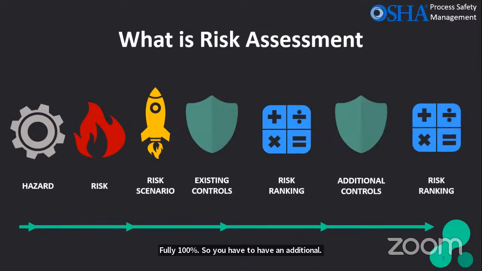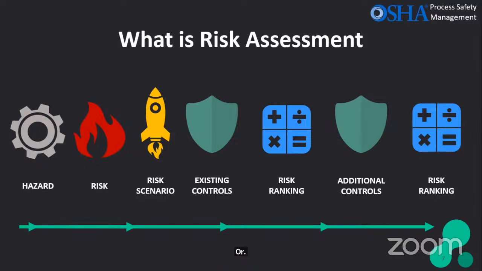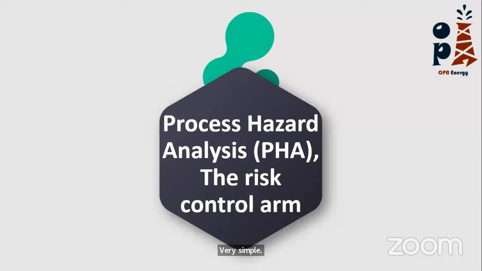Then you have to re-evaluate your additional controls and make a risk rank again to ensure that there is no residual risk, or the risk is already mitigated or completely prevented. This is the concept of risk assessment. By any means, by any tool, by any technique, risk assessment is built on this very simple scenario or process. So let's move to the process hazard analysis.